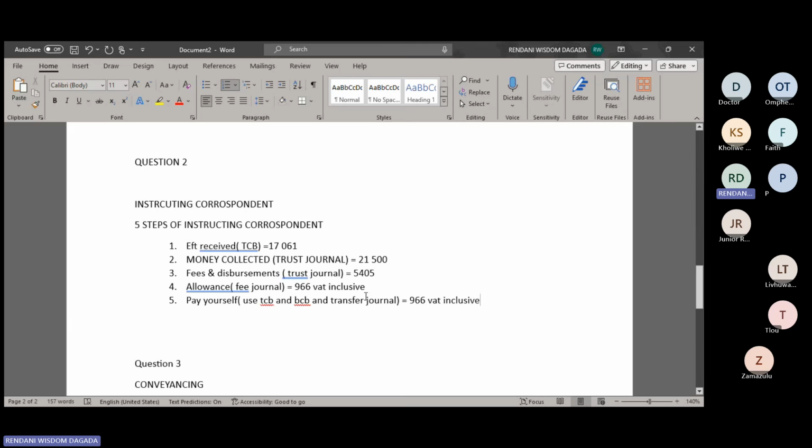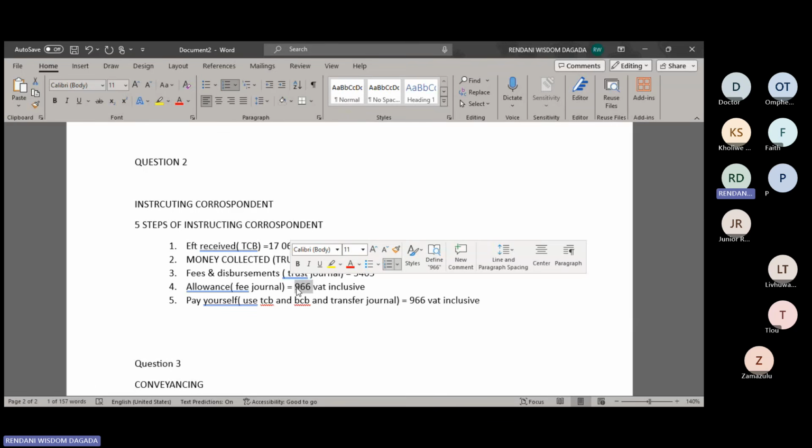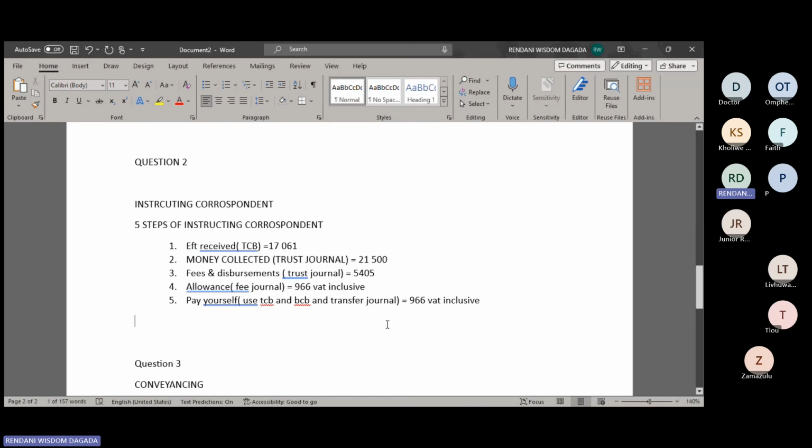This one here, the allowance is money owed to you. Because guys, remember, under correspondent, the instructing correspondent is supposed to get 1/3. You can't get more than 1/3, or you get what is agreed upon. So that is the amount that you're going to get.